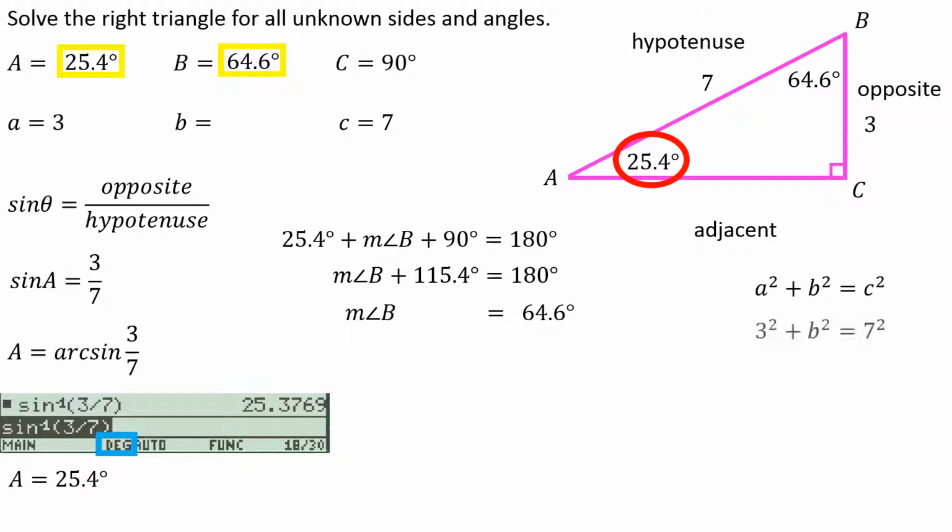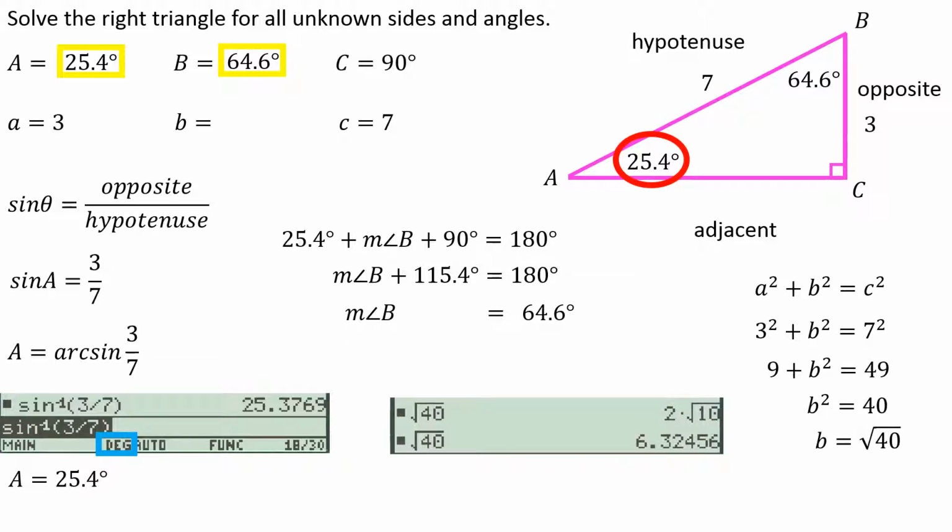Pythagorean theorem. Uh-oh, it's one of the legs I'm missing. So instead of adding the quantities of a squared and b squared together, we're going to actually have to do some subtraction. So b squared equals 40. Now, when we're solving with the unit circle, we normally want exact answers. And so we would then simplify it to be 2√10. But when solving right triangles, it's customary that we actually find a decimal approximation. And so I'll use 6.3.